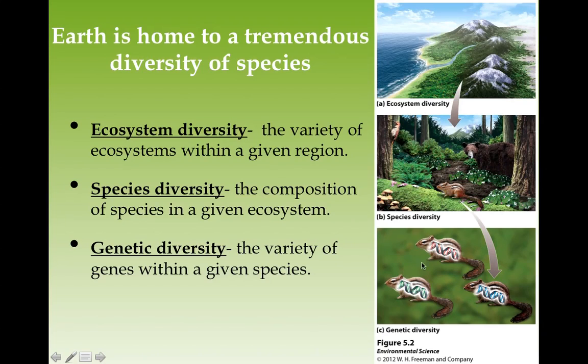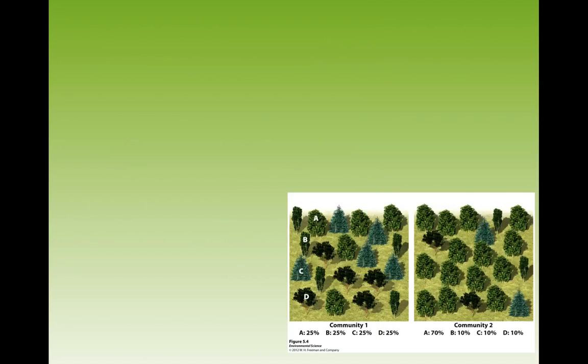Some populations and species have very high genetic diversity, like humans, for instance, and some have very low genetic diversity. Cheetahs are a great example of that. They're very similar to each other, and that makes them vulnerable to extinction and unable to adapt to different environmental conditions.